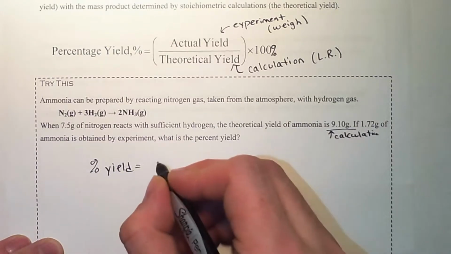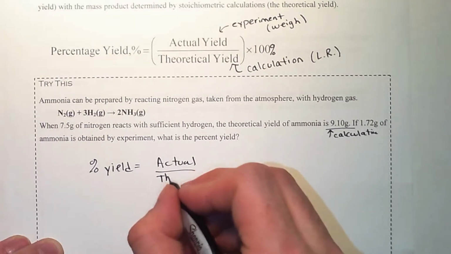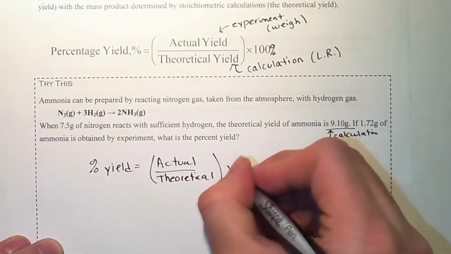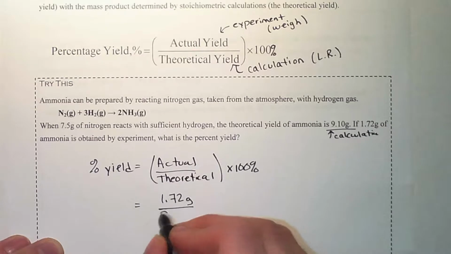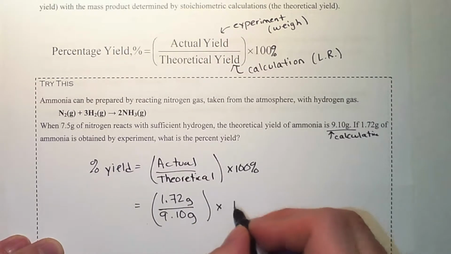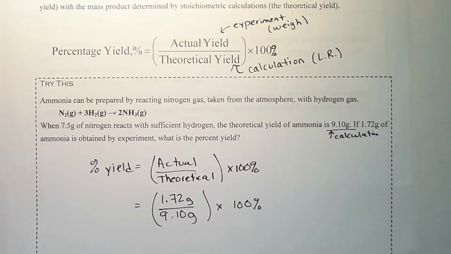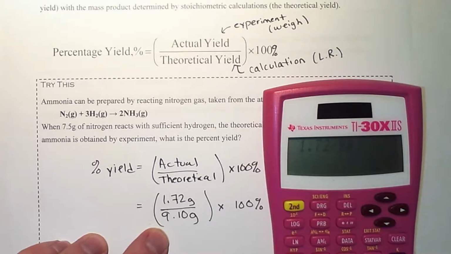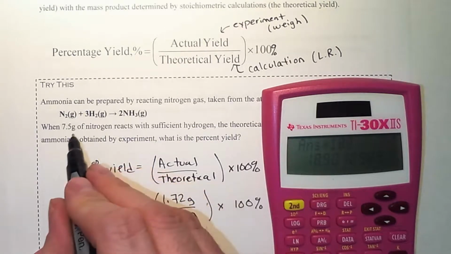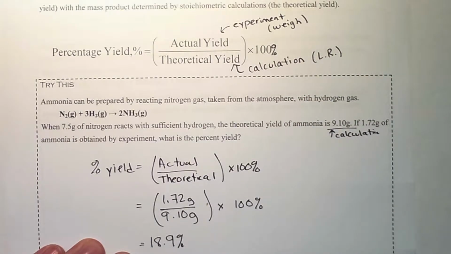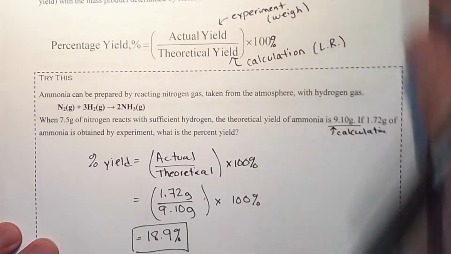So percent yield is your actual or experimental over your theoretical times 100. So our actual is 1.72 grams, our theoretical is 9.10 grams, times 100%. So 1.72 divided by 9.10 times 100 equals 18.9%. I only have 2 digits with nitrogen, but I didn't actually use that in the calculation anywhere. The other ones I have 3. So that is my final answer. So in this experiment, we would have 18.9% yield.